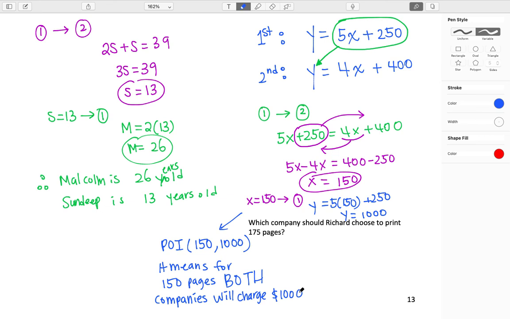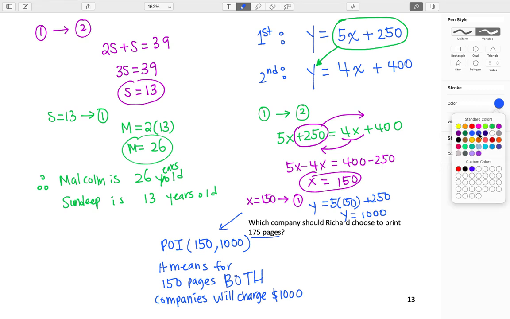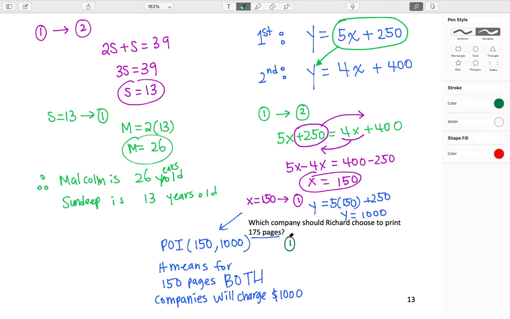Now the second question is asking, which company should Richard choose to print 175 pages? When you're thinking about this, obviously it's beyond the point of intersection. So what you can do is plug it in here. For equation 1, y is equal to 5 times 175 plus 250. For the first company, y is equal to 1,125. So that's how much it's going to cost.